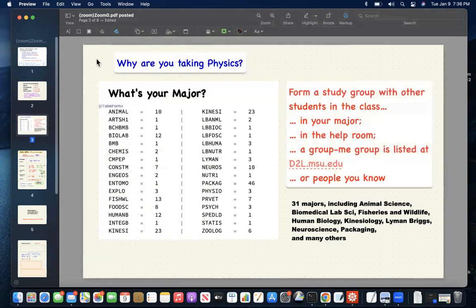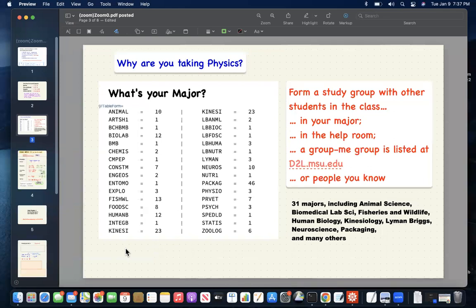Why are you taking physics? What's your major? I looked up the majors of all the students in the class. There are about 31 majors taken by different students in the class. So students in the class are majoring in many different topics. The physics department doesn't decide you have to take physics. The university doesn't decide you have to take physics. It's your major department that decides you have to take physics in order to get a bachelor's degree.